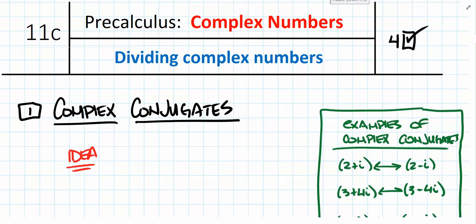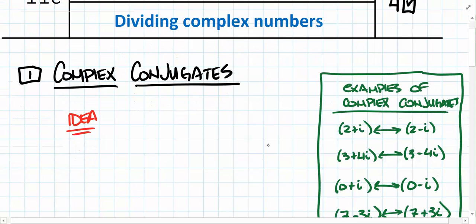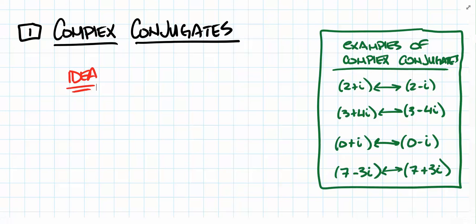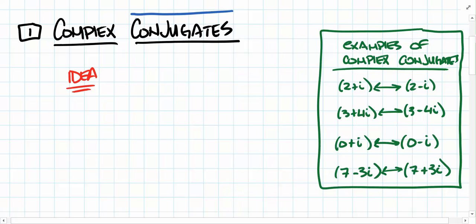Here's Precalculus Concept 11C, dividing complex numbers, and there's 4 boxes. So let's dive into this one here. The idea here is understanding what this word conjugate is, the complex conjugate.